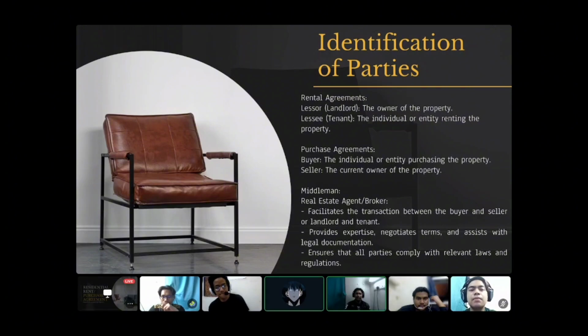So we will explain the identification of parties. In the rental agreement, there is the landlord, the owner of the property. The second is the tenant, the individual or entity renting the property. For the purchase agreement, there are two people, the buyer and the seller. The buyer is the individual or entity purchasing the property. The seller is the current owner of the property.